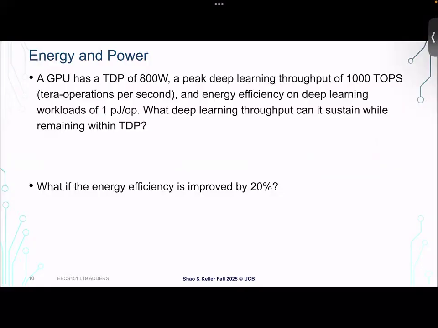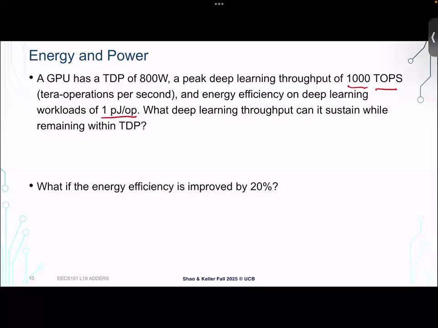So in this example, a GPU has a TDP, a thermal design power, of 800 watts. It has a peak deep learning throughput of 1,000 TOPS. TOPS are tera operations per second, just a measure of performance. And then we're told that it has an energy efficiency of 1 picojoule per op. Right? So that's saying that each unit of work is costing a certain amount of energy.